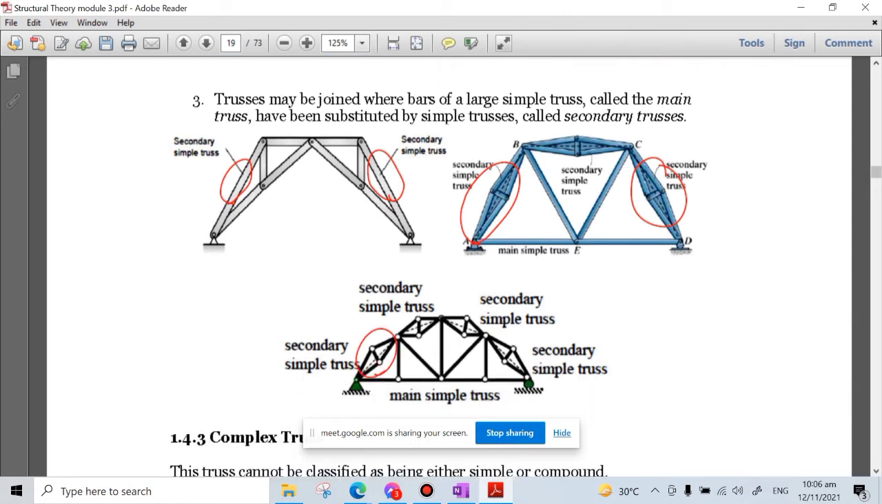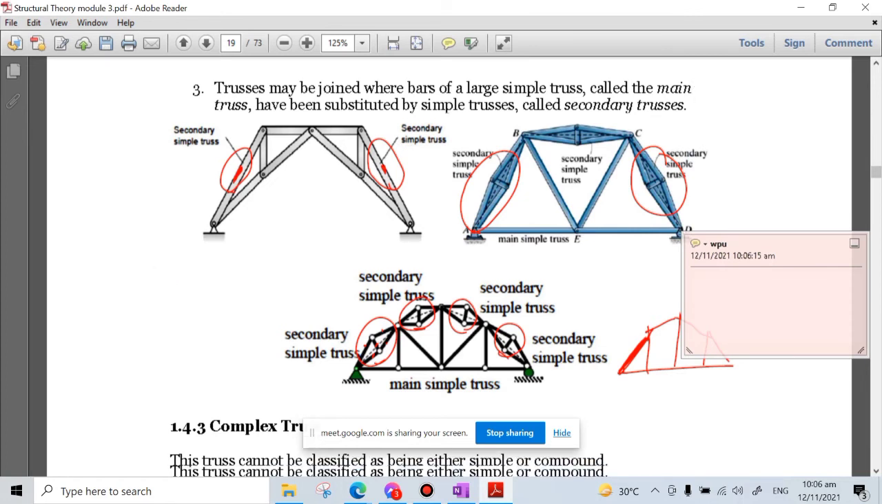Kumbaga, isa lang yung force na nilalabanan nitong mga to. Hindi na natin to kinukuha yung reaction ng isa, dalawa, tatlo, apat, limang mga members na yan. Kundi, kinukonsider natin yan as one member, like this. And those are the secondary simple trusses. So, during the analysis, babalik pa rin tayo sa ganitong mukha, wherein this is the secondary simple truss like this. Wherein, sa totoong buhay, ganito yung mukha niya. At ito.